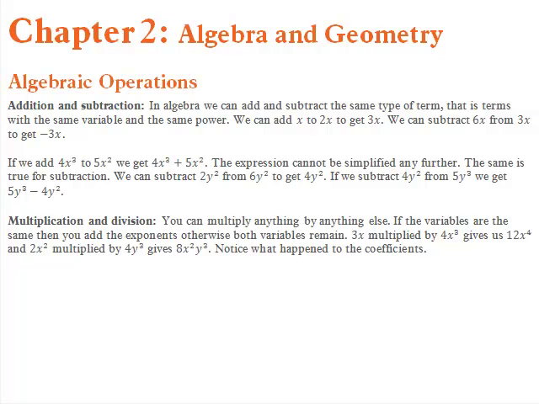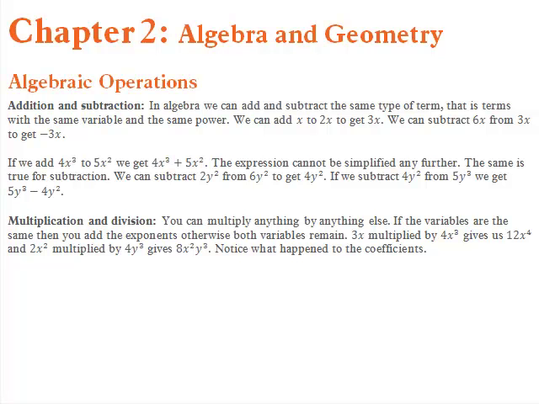So you can add 2x to 3x to get 5x, that's fine. If you add 4x cubed to 5x squared, you get 4x cubed plus 5x squared. You can't simplify the expression any further. If you subtract 4y squared from 5y cubed, you get 5y cubed minus 4y squared. Again, you can't simplify that any further.